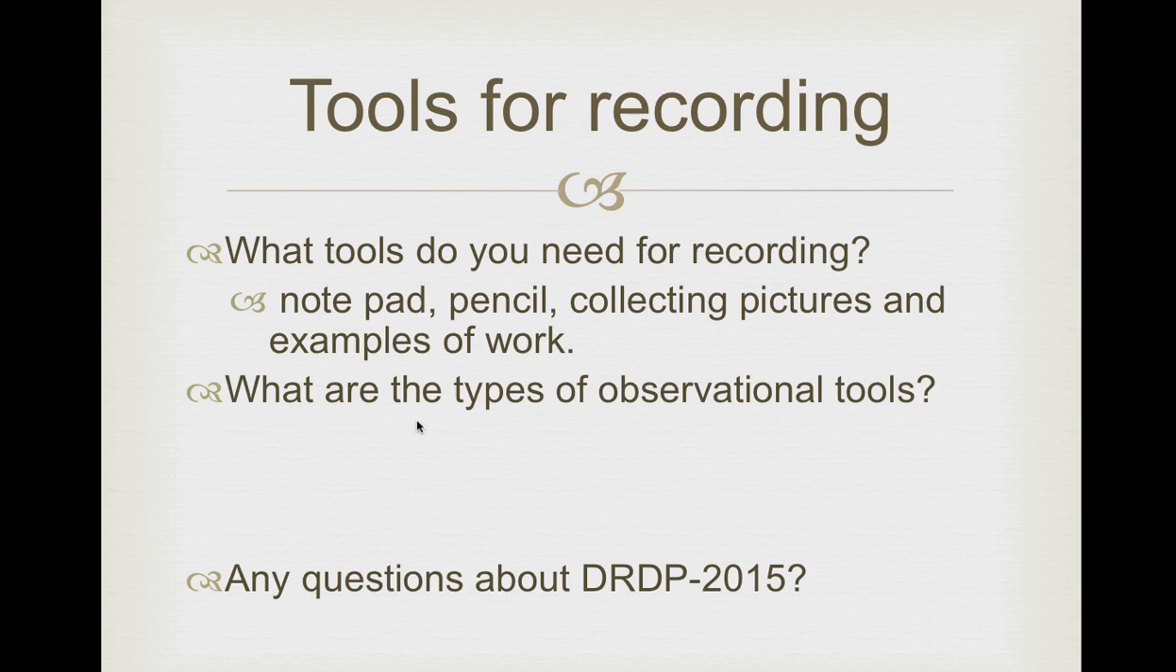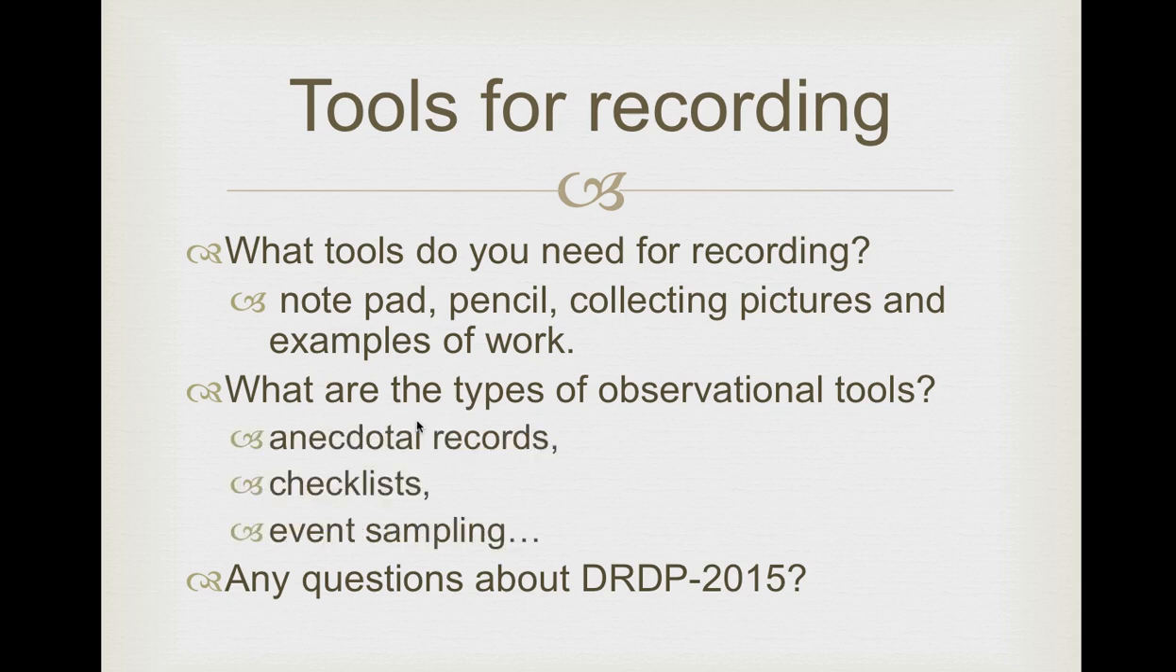What are the types of observational tools? Anecdotal records, checklists, and event samplings. Those are probably going to be our best. Rating record is also part of the DRDP 2015. So anecdotals are our go-to, as we've talked about, not only in Child Development 105, but in other classes you're doing anecdotals, similar to what you're doing for your individual lesson plan assignments that you're doing each and every week.